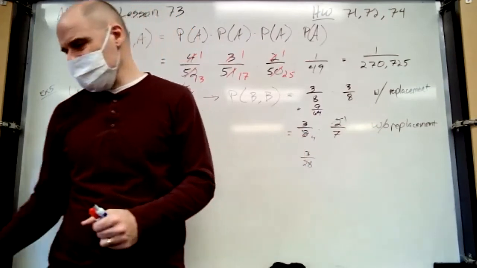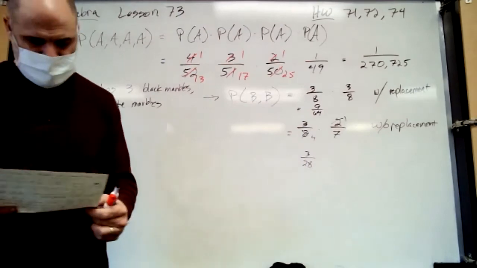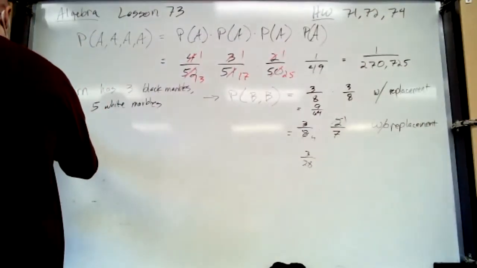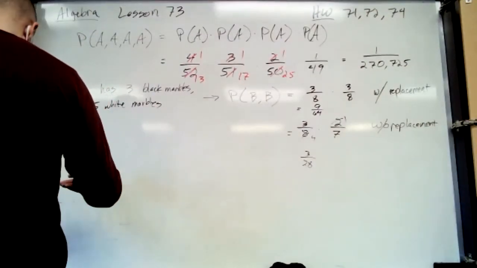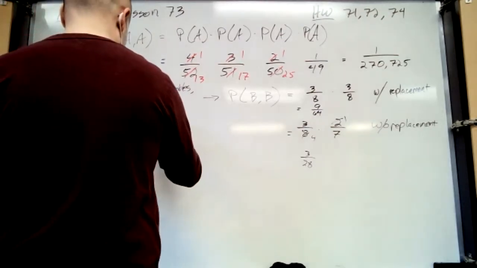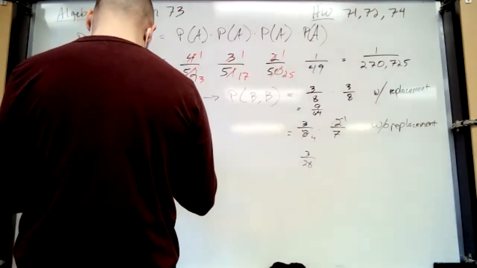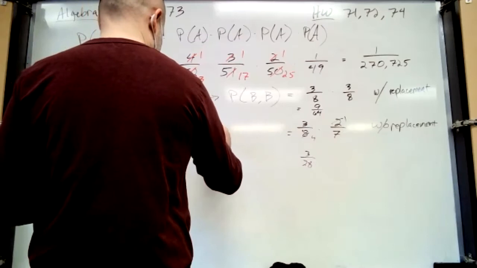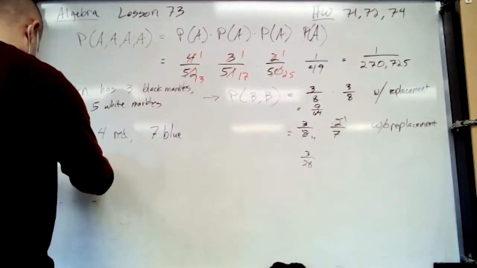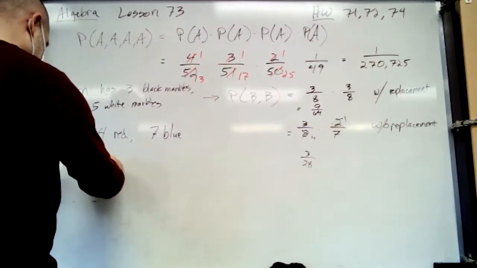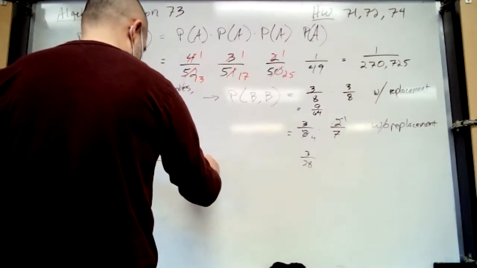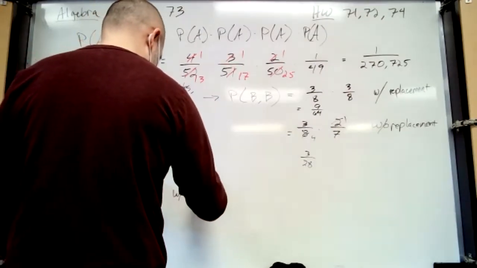Okay, so this is just one example. Let's try another one. Okay, and then we'll end the lesson with this. So you guys try this. Here's example 6. We have an urn. There's 4 red marbles. There's 7 blue marbles. And there's 2 drawn. I want to know the probability of a red, then a blue. Okay? And I want to know with replacement and without replacement.